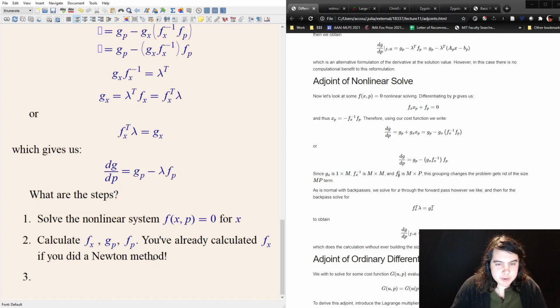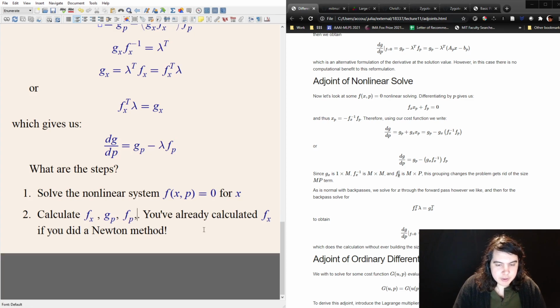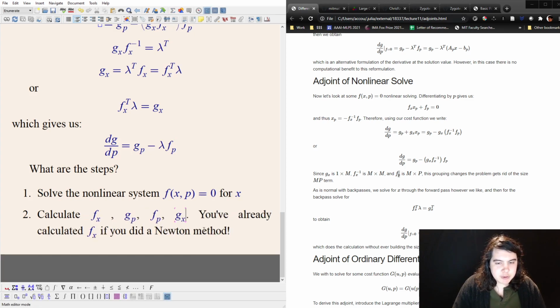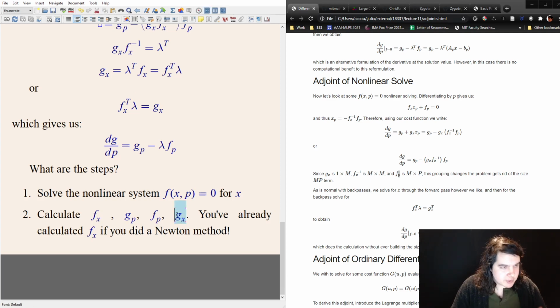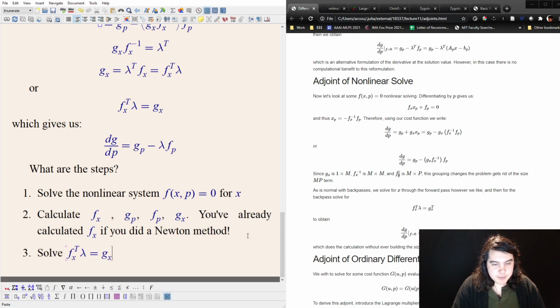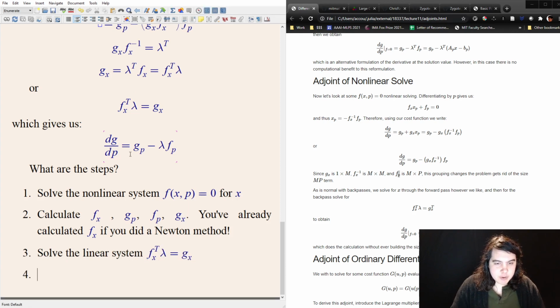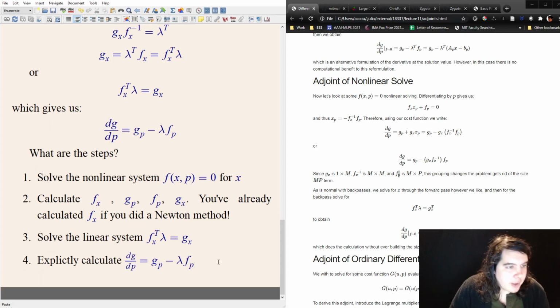All right, so then what you do is you would solve. Oh yeah, and if x directly shows up inside your cost function, you put that there. Or if you have a pullback value, like if you're putting this into a reverse mode automatic differentiation system, that pullback value would be this g_x. So okay, then what do you do from here? You solve the linear system for lambda, and then after you have lambda, you explicitly calculate that, and that's how you get the derivative of g with respect to p.